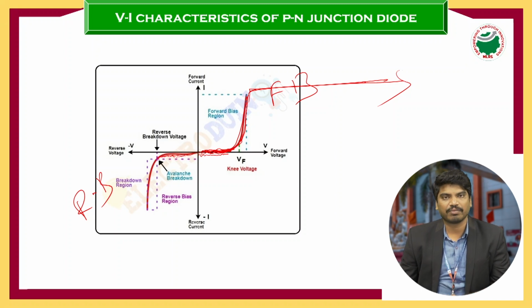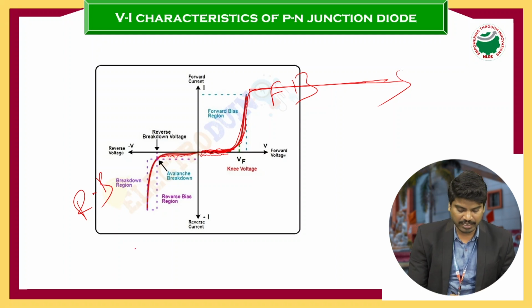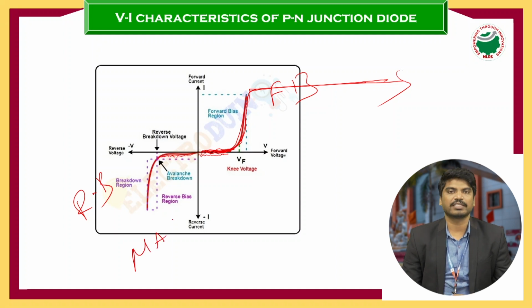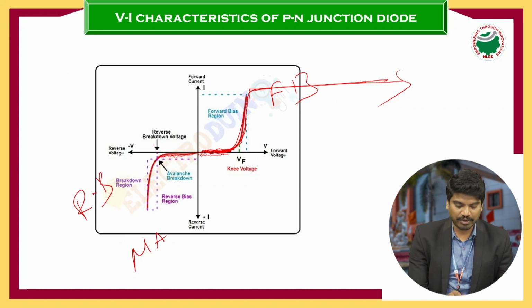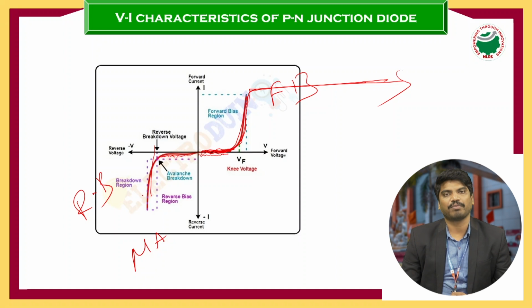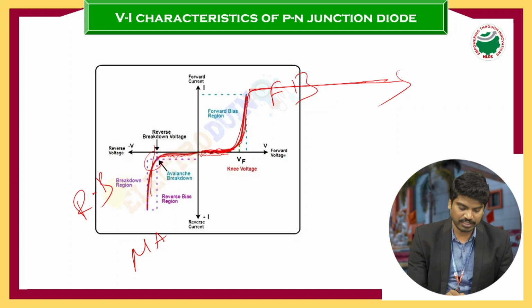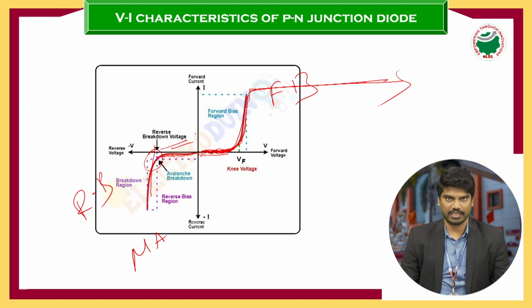Similarly, in the reverse bias, the flow of current is in the range of microamperes, which we call a leakage current. As I keep increasing the reverse bias voltage, at a particular voltage I can see a sudden increase in the reverse bias current. That voltage is known as the breakdown voltage.